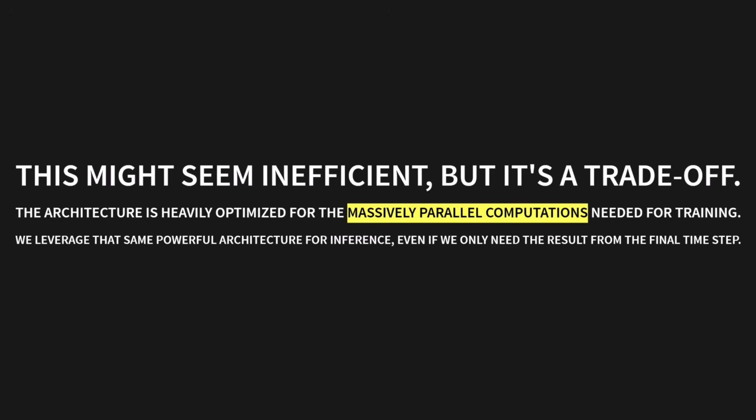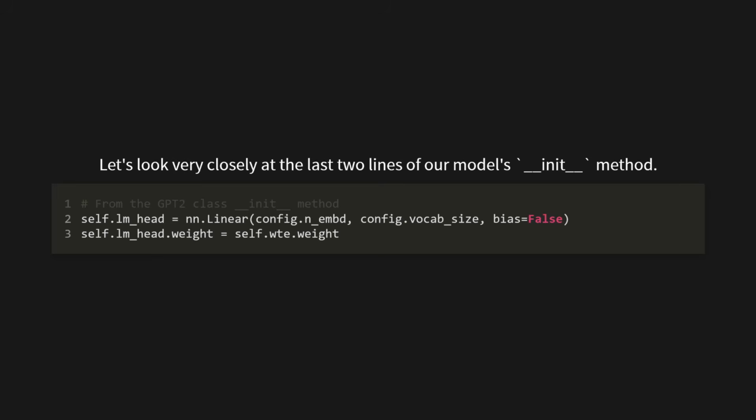This might seem inefficient, but it's a trade-off. The architecture is heavily optimized for the massively parallel computations needed for training. We just leverage that same powerful architecture for inference, even if we only need the result from the final time step. It's a pragmatic and very effective choice. And now, for the grand finale. Let's look very closely at the last 2 lines of our model's dunder init method again.